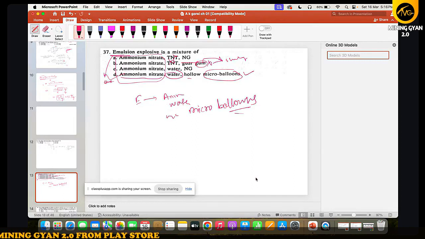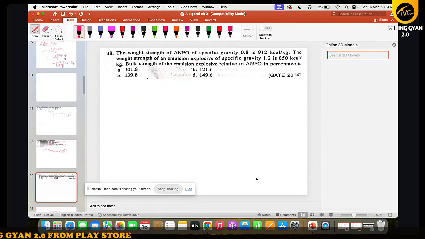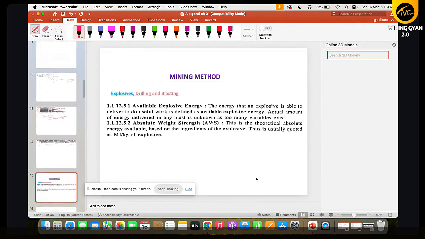In the explosive AK Gorai, I have left 2 or 3 points. I told you that I will cover it later. So I left these points.